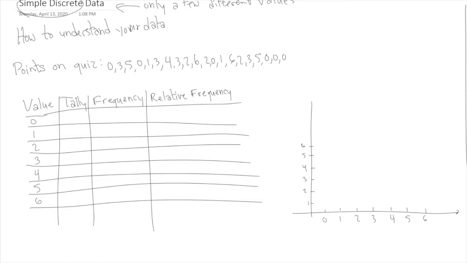Like the example we're using here is points on a quiz. The quizzes in this class generally are 6 points, so the possible values are 0, 1, 2, 3, 4, 5, and 6. There's only a few different possible values.